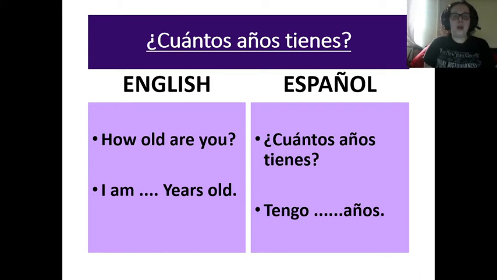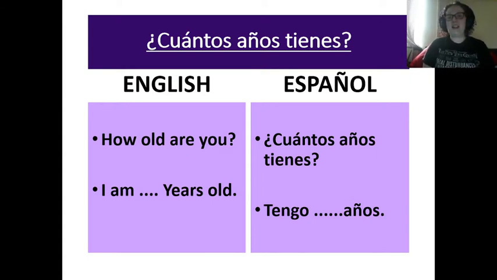So Spanish will do something slightly different with age as well, because they don't really say I am such and such years old. They actually say I have so many years. So when we ask the question, how old are you, in Spanish, we're literally saying, how many years do you have? Which is quite interesting.